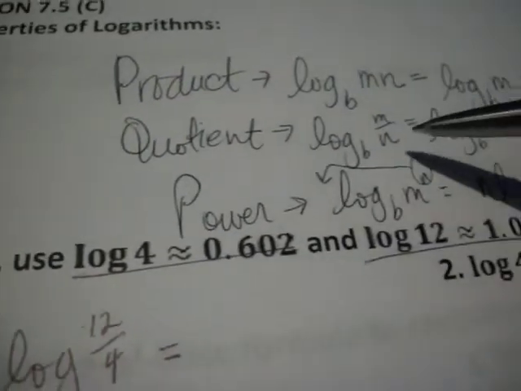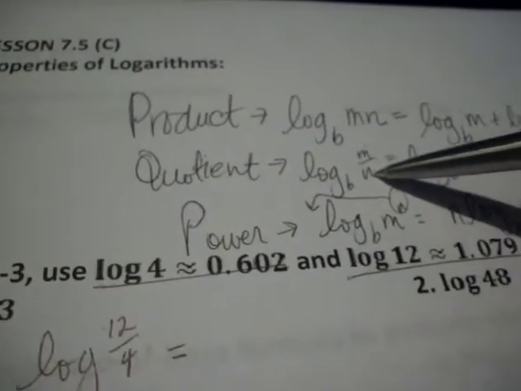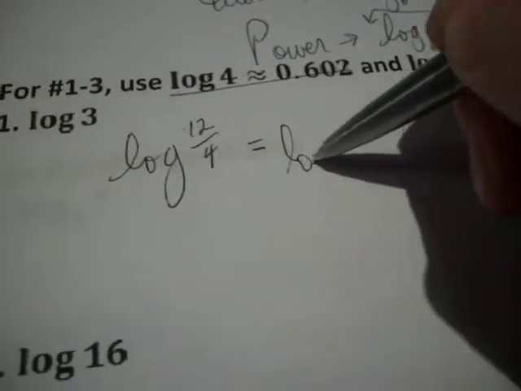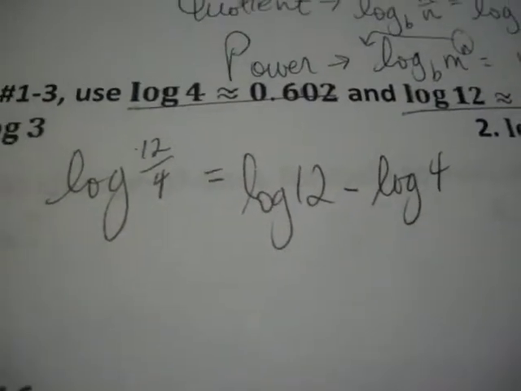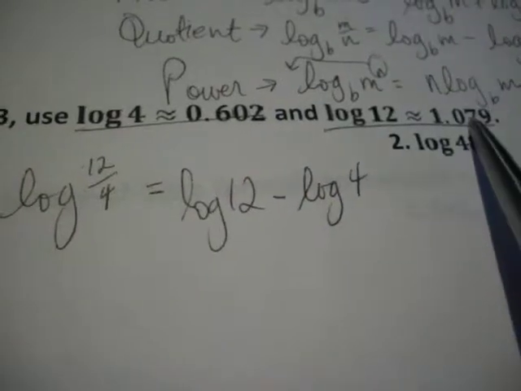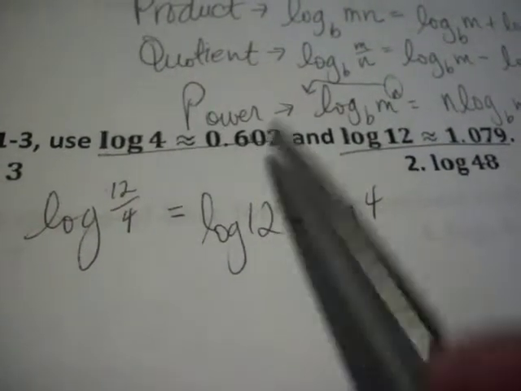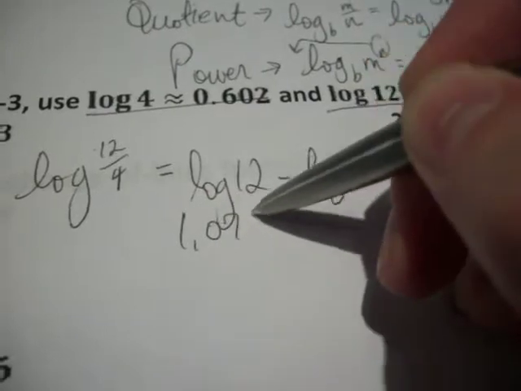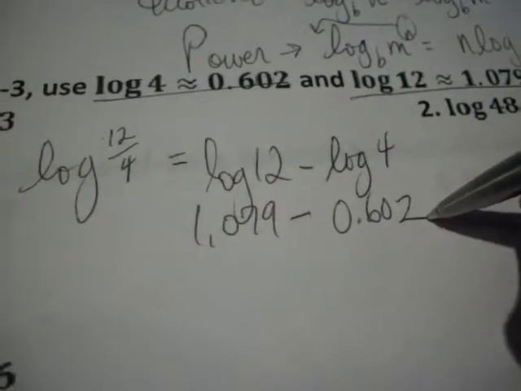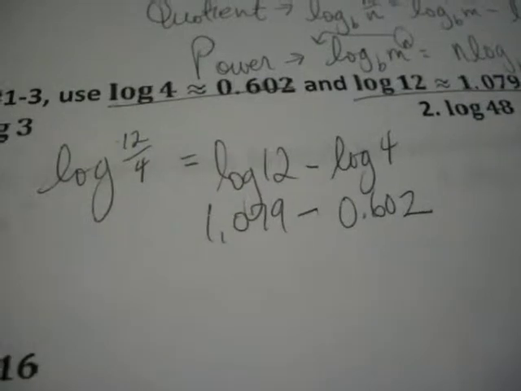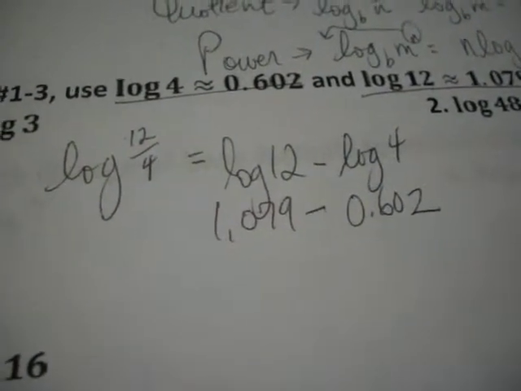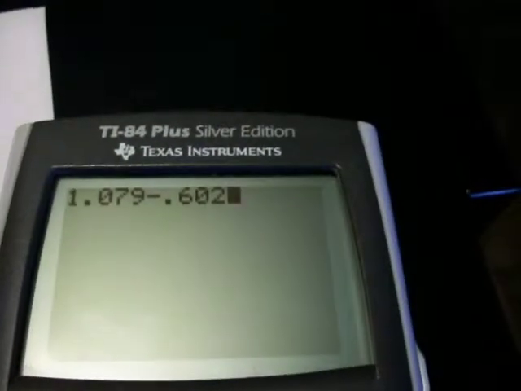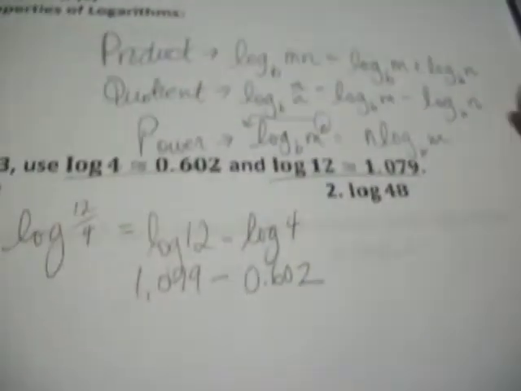Then I can use the quotient property, which says that if you have a quotient, you can subtract them. So this becomes the log of 12 minus the log of 4. And I know both of those numbers. Here is 12 and here is 4. So I'm going to say 1.079 minus 0.602. I'm just plugging this into the calculator. 1.079 minus 0.602 is 0.477.